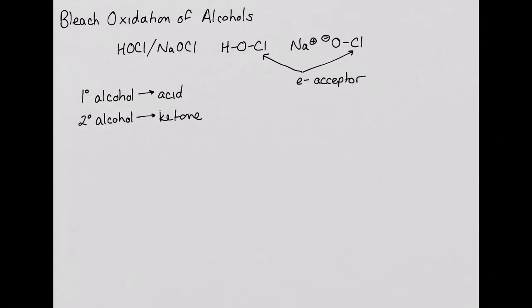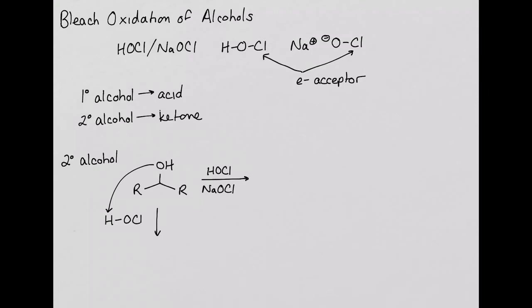Now let's look at the mechanism. The mechanism for the oxidation with bleach of a secondary alcohol starts by protonation of the alcohol using the hypochlorous acid. This converts the alcohol to a good leaving group and also gives us the hypochlorite anion, which is a good nucleophile. In the next step, the hypochlorite attacks the alcohol, kicking off water.